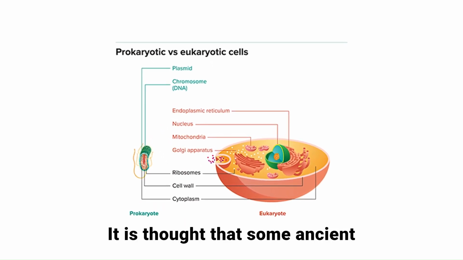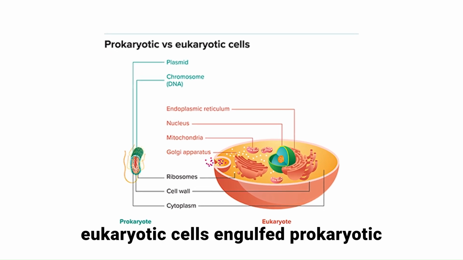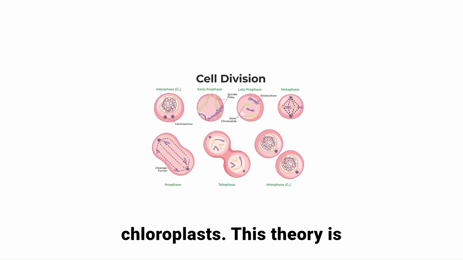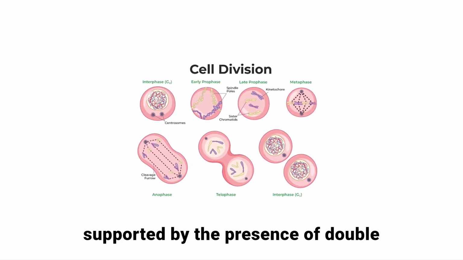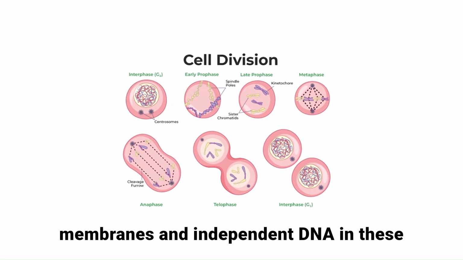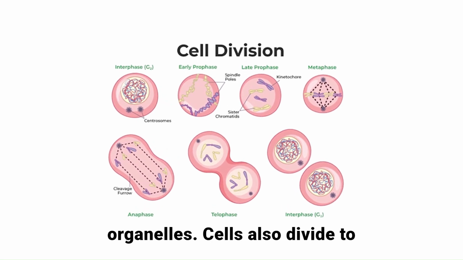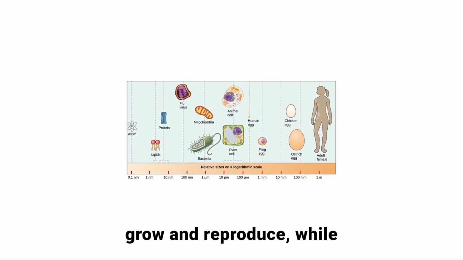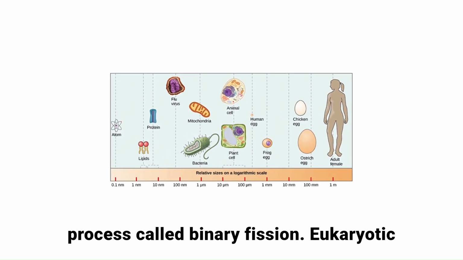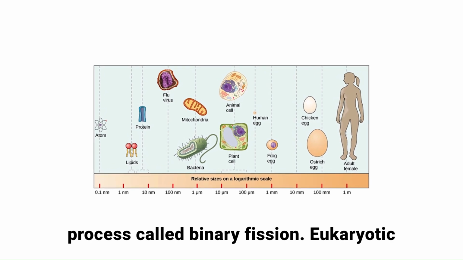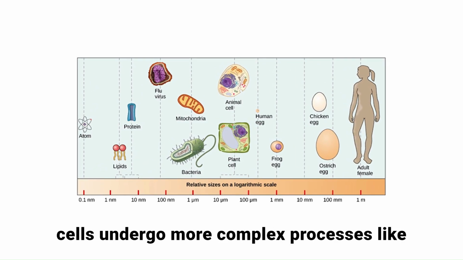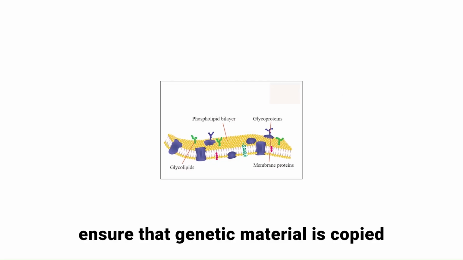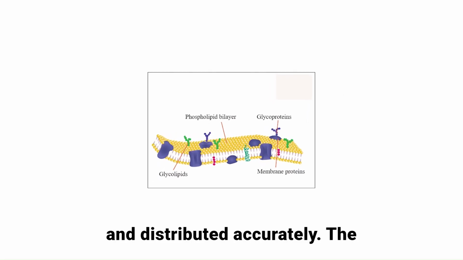The origin of eukaryotic cells is believed to have involved a process called endosymbiosis. It is thought that some ancient eukaryotic cells engulfed prokaryotic cells, which then became symbiotic organelles like mitochondria and chloroplasts. This theory is supported by the presence of double membranes and independent DNA in these organelles. Cells also divide to grow and reproduce. While prokaryotic cells divide through a simple process called binary fission, eukaryotic cells undergo more complex processes like mitosis and meiosis. These ensure that genetic material is copied and distributed accurately.